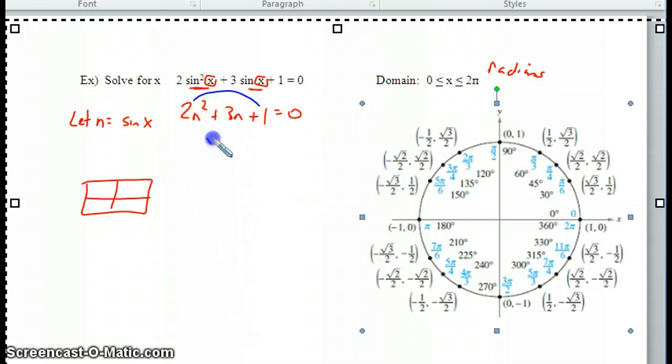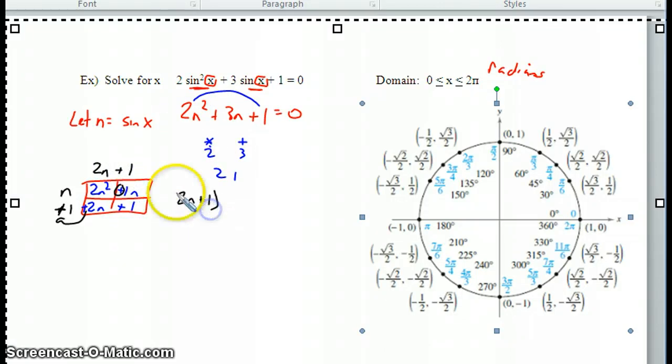So using the box method, I ask myself what multiplies to be 2, adds to be 3. That'd be a 2 and a 1. So in the front of the box goes a 2n squared, in the back goes a 1, and then we put a 2n and a 1n in these two boxes here. Pull out the greatest common factor going across. Looks like n goes across there, and 1 goes across here, and it's positive because this box is positive. Going down this row would be a 2n, and down this row would be a 1, and it's positive because that box is positive. So we can say that this factors down to 2n plus 1 times n plus 1.